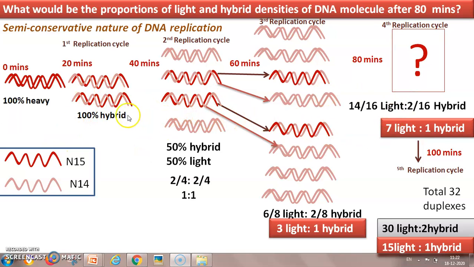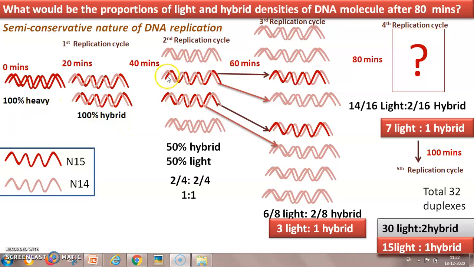So just get the concept clear that at 0 minute it is 100% heavy. That means both the strands of the duplex have N15. So we are following the semi-conservative mode. What happens? The two strands separate, and the new strands are intermediate ones, because both strands incorporated the lighter isotope strand. 100% hybrid, till here it is okay.